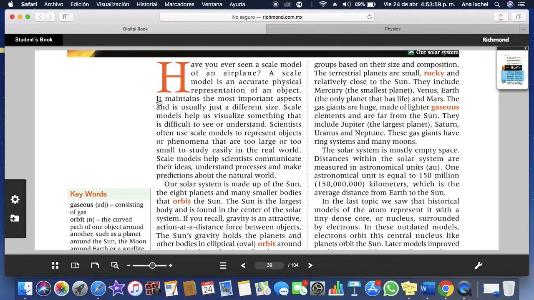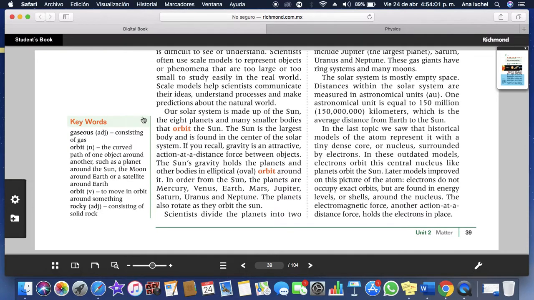We are going to work in this book, and we have here: gaseous, which consists of gas. We have orbit, that is the curved path of one object around another, such as a planet around the sun, the moon around the earth, or a satellite around the earth, and to orbit is to move in orbit around something. And we have rocky, that is, consisting of solid rock.